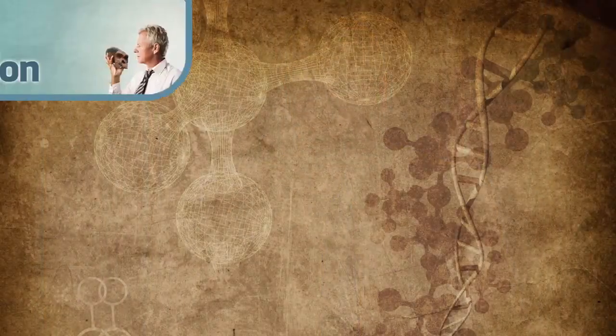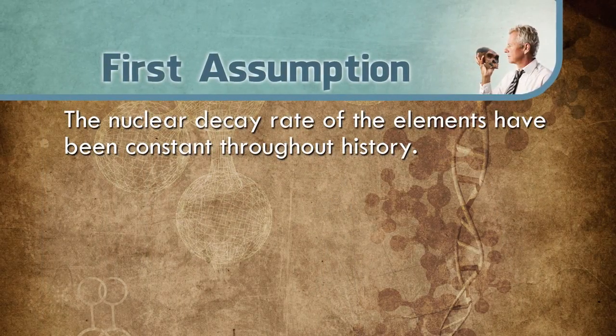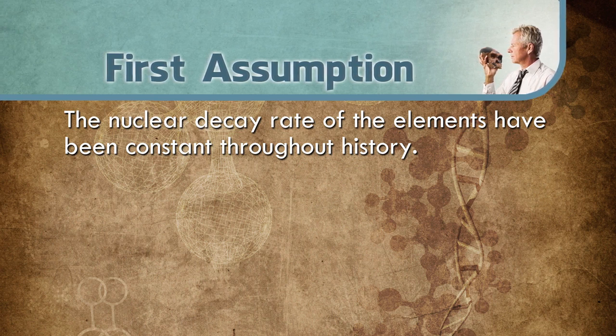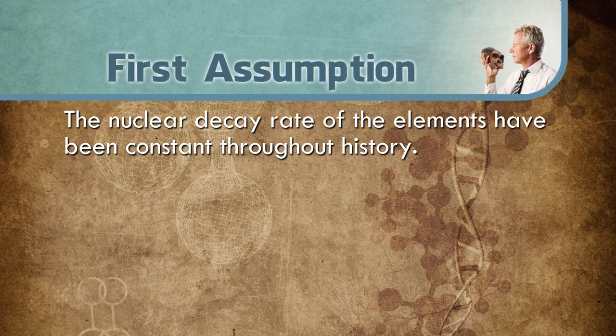For example, concerning the first assumption, this is the equivalent of assuming the crack in the bottom of the pail always remained the same size, even though the dog's activity actually caused the crack to expand. Is it reasonable to conclude that the nuclear decay rates of the elements have remained constant throughout history? No, and here is one example of how we know that.